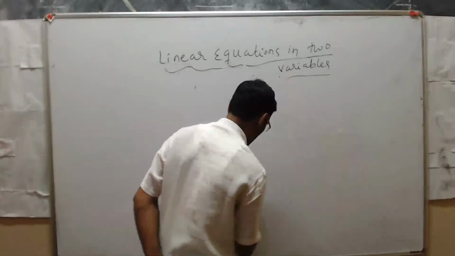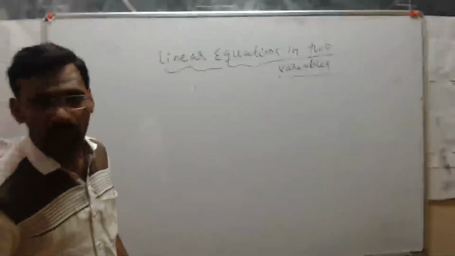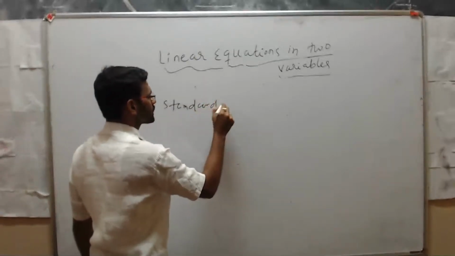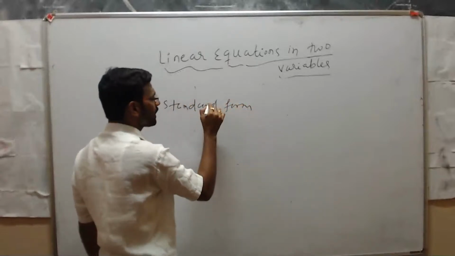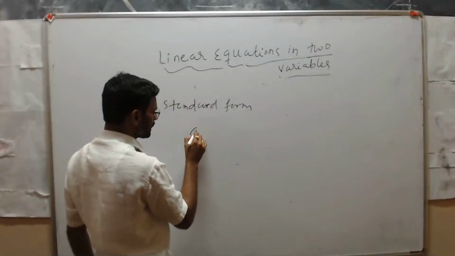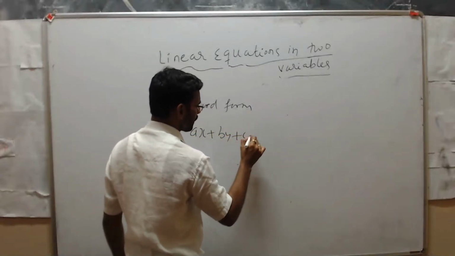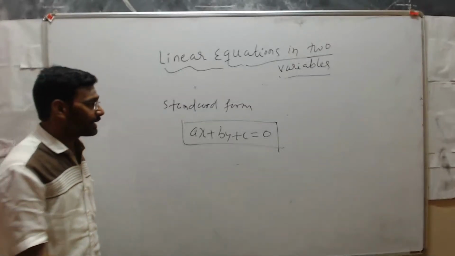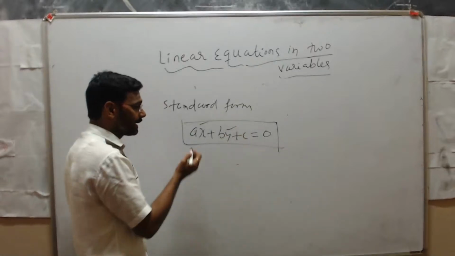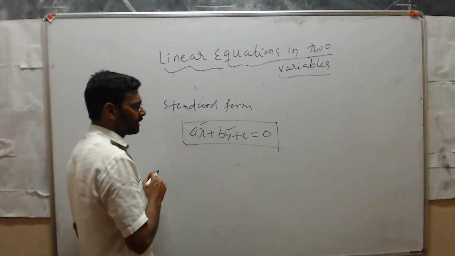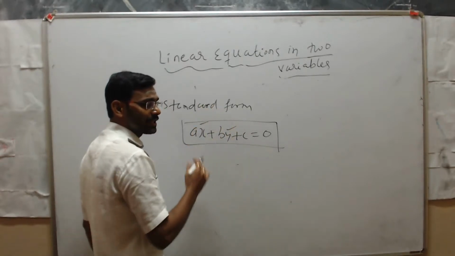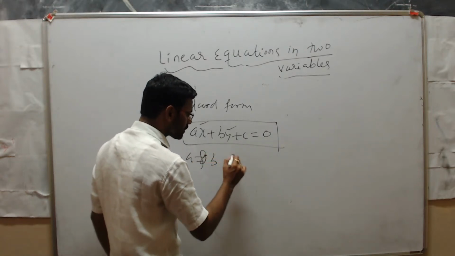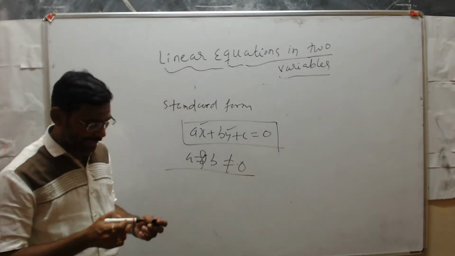Okay, now the standard form of a linear equation in two variables. The standard form of a linear equation in two variables is ax plus by plus c is equal to 0. X is a variable, y is a variable, a is the coefficient of x, b is the coefficient of y, c is a constant, and another condition is there: a and b are always not equal to 0.